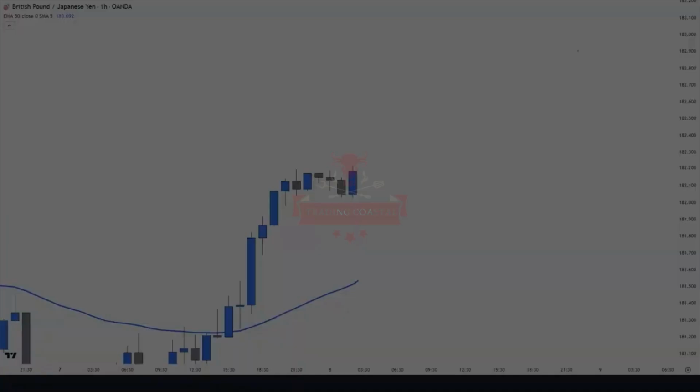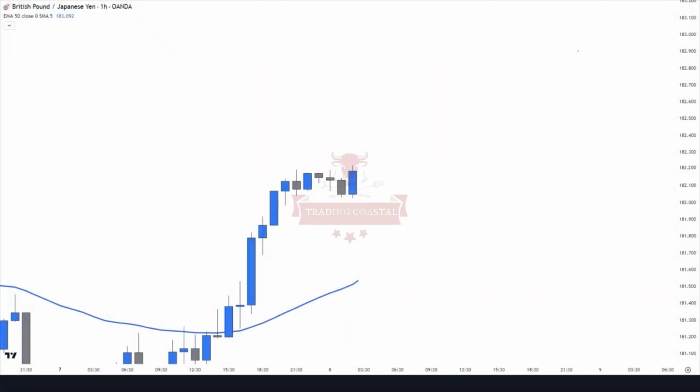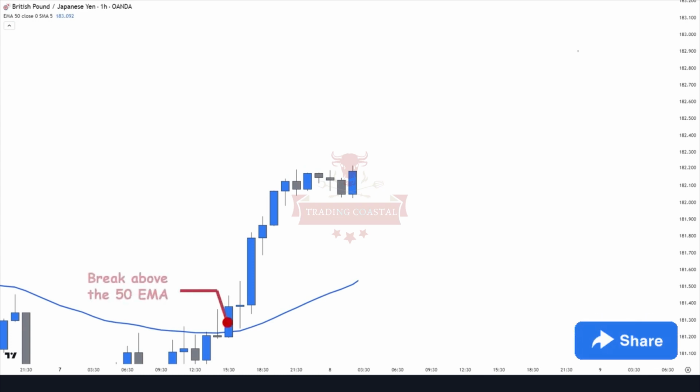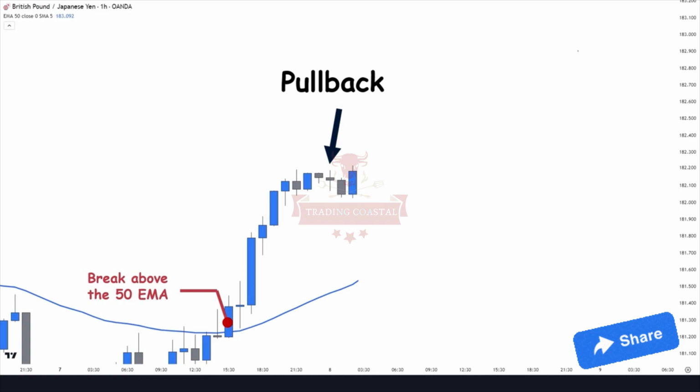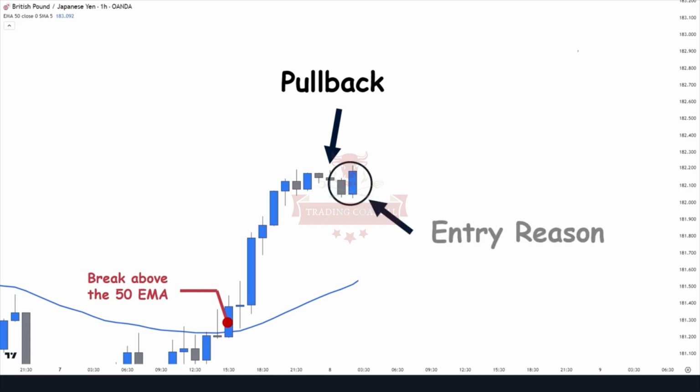Now, let's put things together and have some real chart examples. We have a bullish market on the pound-yen 1 hour chart. Price is trading above the 50 EMA, and we have the 2 candlestick pullback. So all we have to do is wait for the market to print our candlestick entry patterns to enter a long position. Here, we have a valid entry reason.